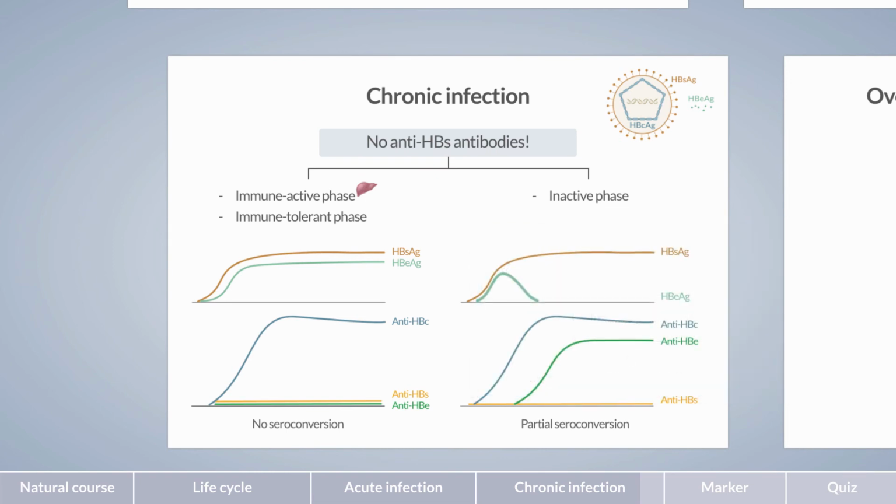In summary, chronic forms of hepatitis B infection are characterized by the lack of anti-HBs antibodies. However, they can be differentiated according to the formation of anti-HBe antibodies, the amount of viral replication, and the presence or absence of liver inflammation. The natural course of chronic hepatitis B virus infection is quite variable and is determined by an interplay between the host immune response and virus replication.